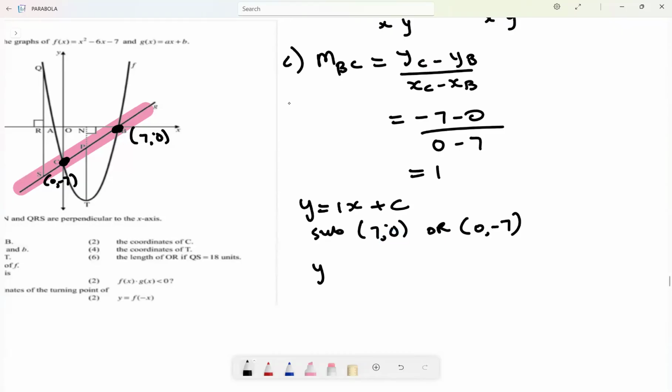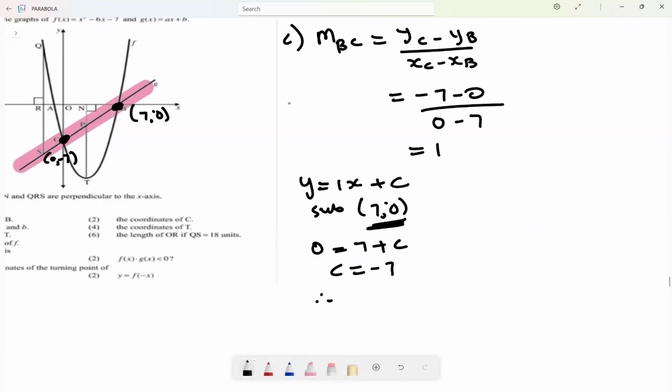So I'm going to say y, actually, okay, because I already know the y-intercept. It's fine. Y is equal to 0 here when I sub this point. So 0 is equal to x, which is 7, plus c. Therefore, c is going to be -7. Therefore, the equation is going to be y equal to x minus 7, so a is 1, minus 7.